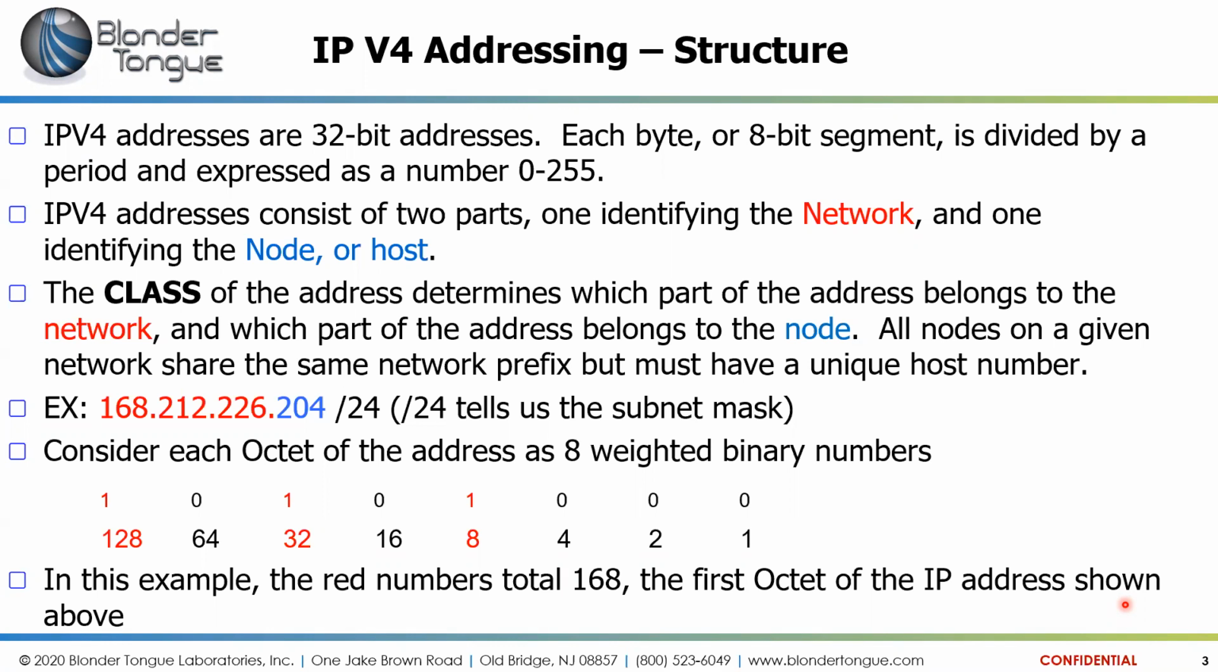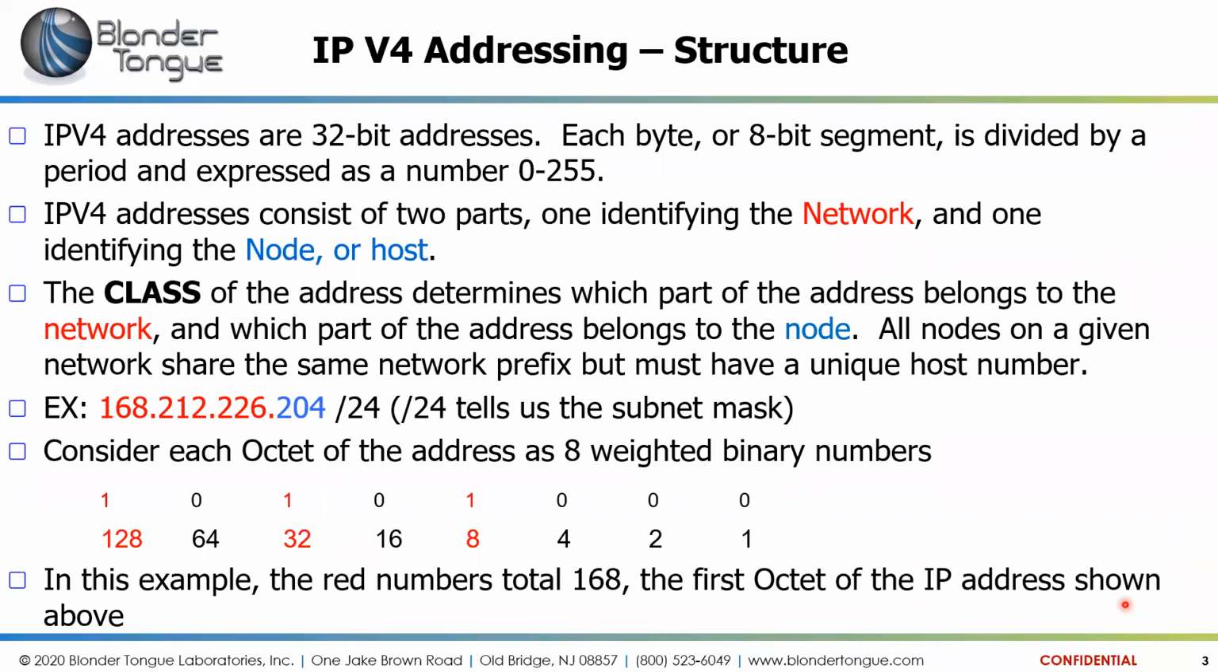So this device lives on a network. The entire network is addressed as 168.212.226. This particular device has an address of .204 as it lives on that network. The class of the address determines which part of the address, which of those 4 groups of numbers, belongs to the network and which part belongs to the node. All the nodes on a given network share the same network prefix but must have a unique host number. Otherwise, there would be data collisions and all sorts of unruly things would happen.